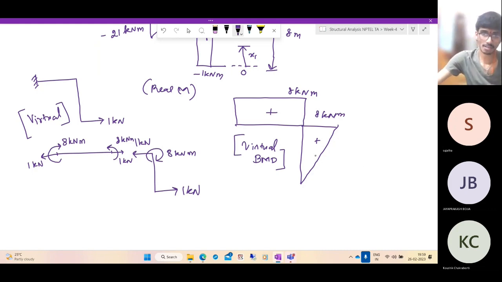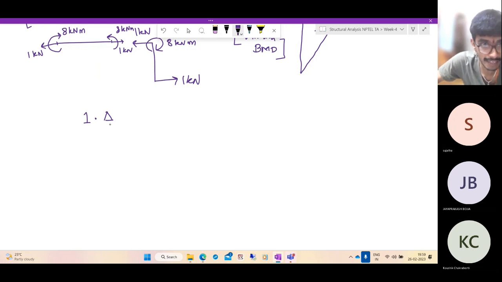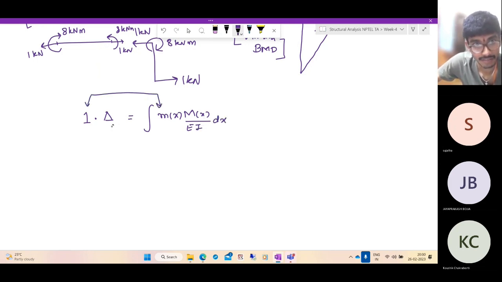Okay. Now what is the unit load method formula? Principle of virtual work. The work done by the unit virtual load on the real displacements delta is equal to the integral of m of x, which is the virtual internal forces acting on the real internal rotations. So this is virtual, this is real.